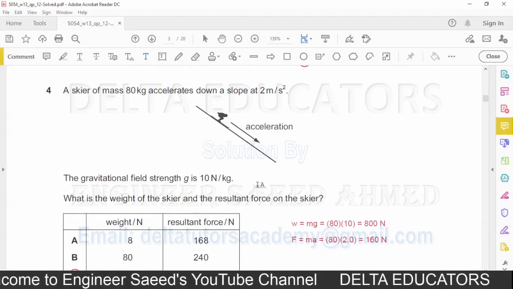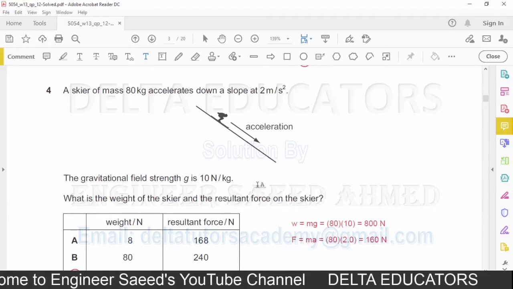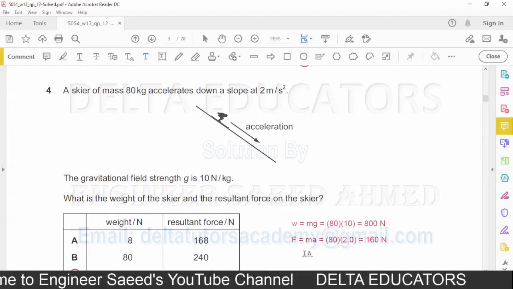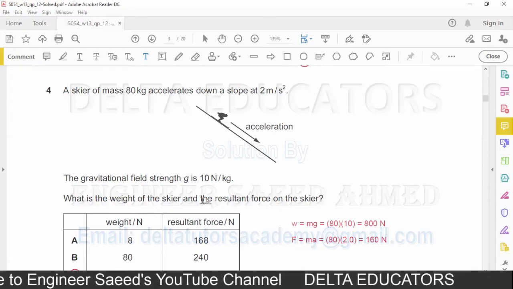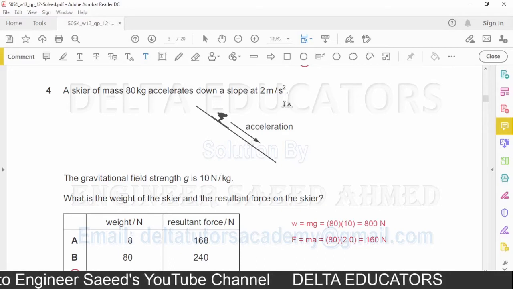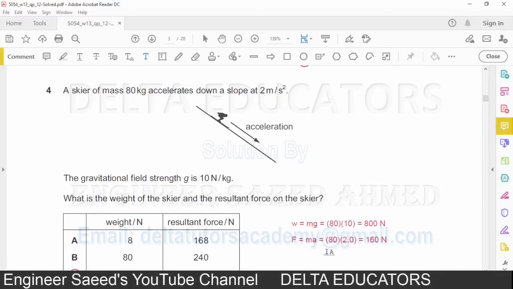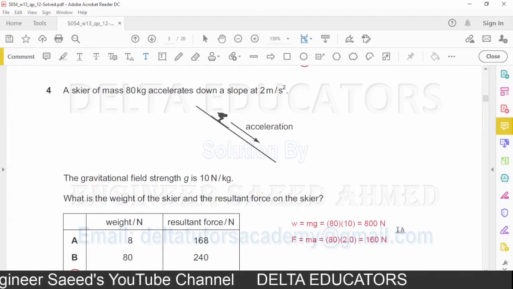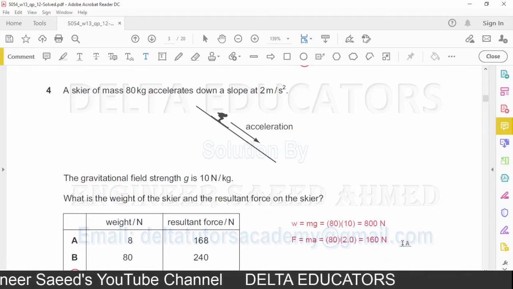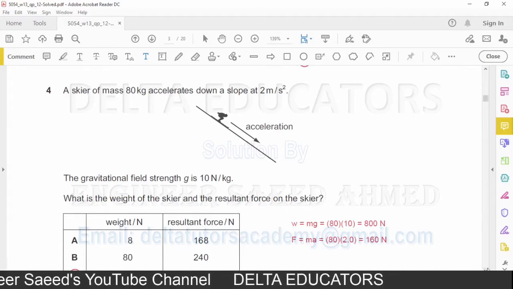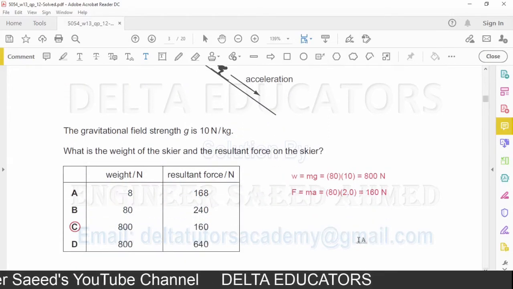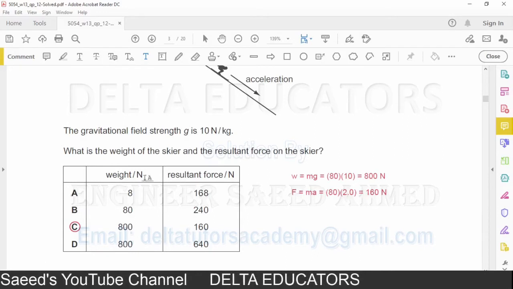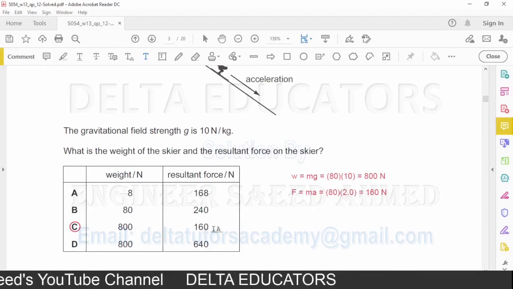What about the resultant force? According to Newton's second law of motion, resultant force is given as product of mass and acceleration. Now mass is 80, acceleration is 2, so resultant force will be equal to 80 multiplied by 2, it will be 160. So here value of weight is 800 Newton and value of resultant force is 160 Newton. Now we check the options. In option C, it is given weight is equal to 800, resultant force is equal to 160 Newton. So here correct option, option C.